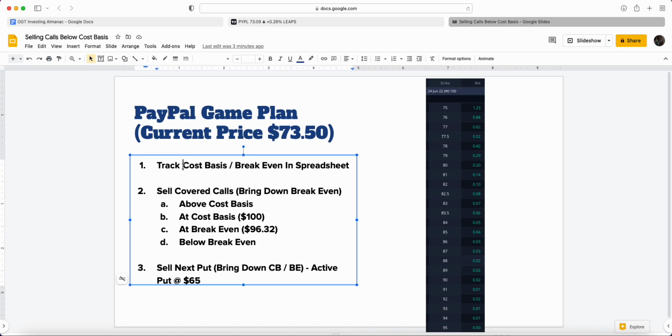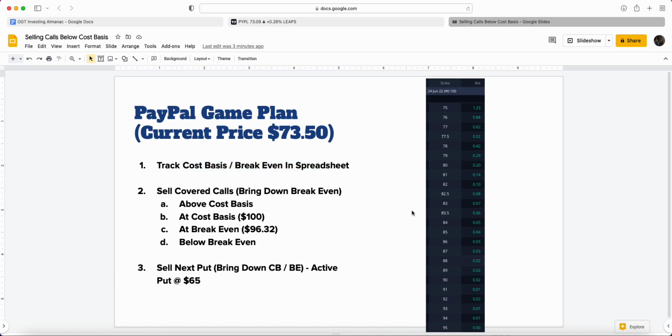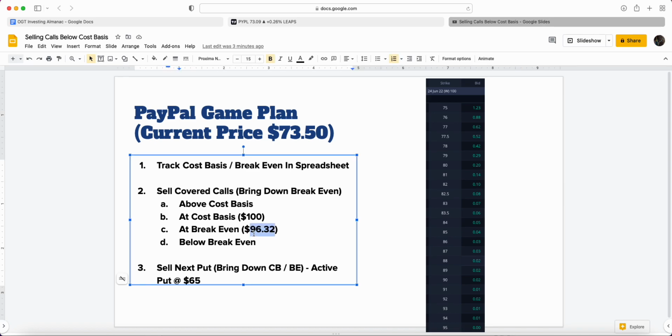The first thing we need to do is track your cost basis and your break even in a spreadsheet, right? This is really, really important because you have to know your numbers. I've been selling puts on PayPal for a couple of months or so, and I've been generating cash flow from it, and that does impact my break even. So my cost basis is $100 and my break even is 96.32. When you take all the income I've made through selling puts and finally being assigned at $100, I have a break even price of 96.32. You need to know that.